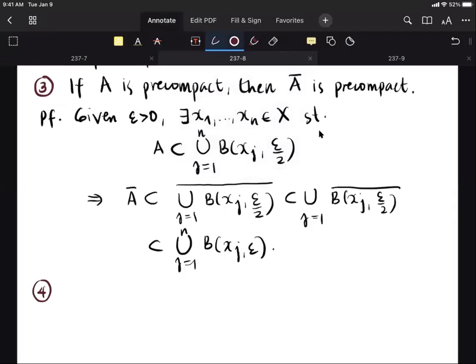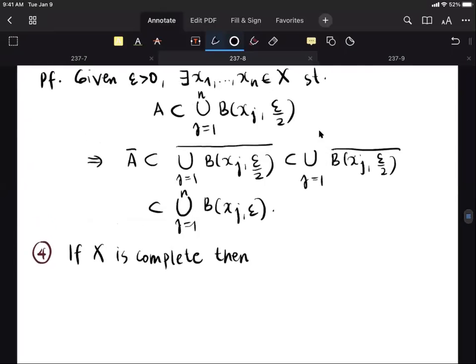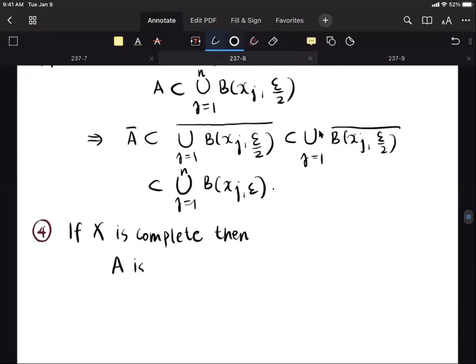Now, if X is complete, then A is pre-compact if and only if the closure is compact. So this is why sometimes we call the set pre-compact. Before it is compact, if you take the closure, you will get a compact set.